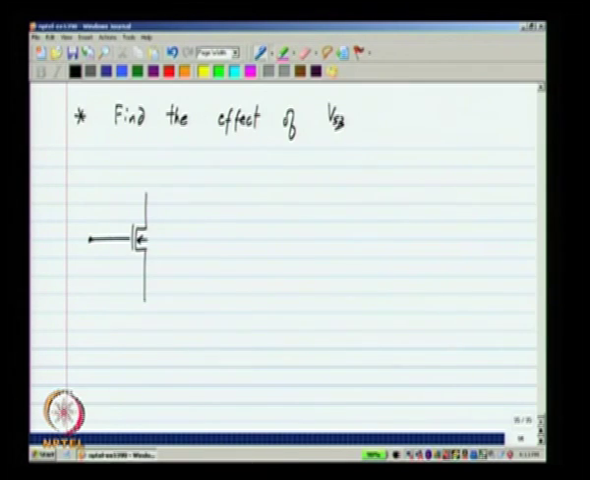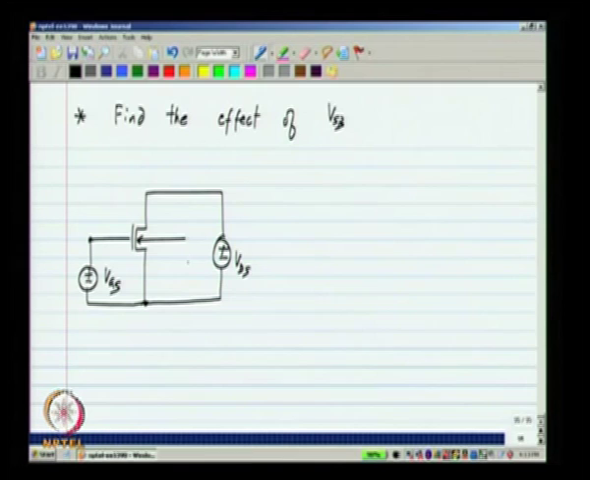You take a MOS transistor and bias it with a fixed VGS and VDS, and you vary VSB. Okay. And let us assume VSB is more than 0, so that you do not forward bias the source bulk junction, right.